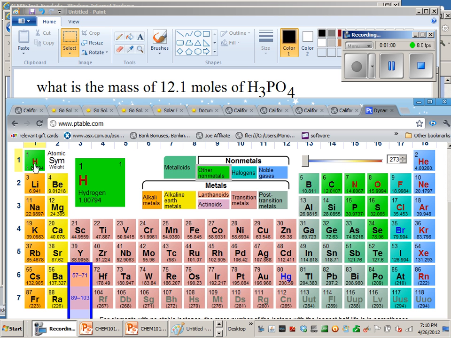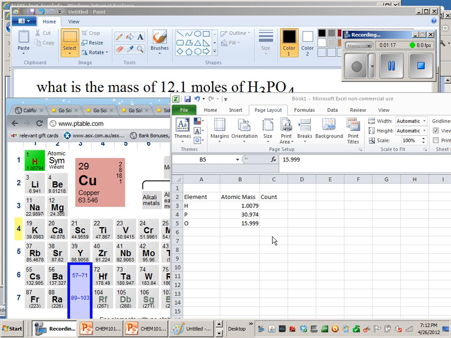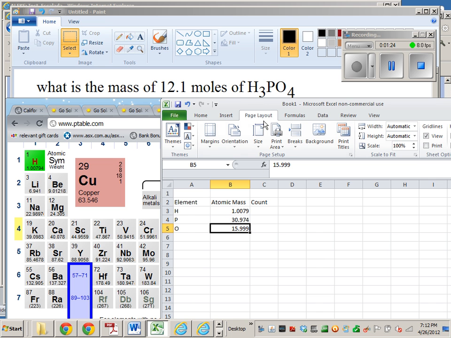I will also write the atomic mass of phosphorus down. It's 30.97 something. And I'll also write the atomic mass of oxygen down, 15.99 something. I also need to know how many of each constituent element is in the formula. Looking at phosphoric acid, I see that there are 3 hydrogens. There is 1 phosphorus, that's what the lack of a subscript after it means. And there are 4 oxygens.